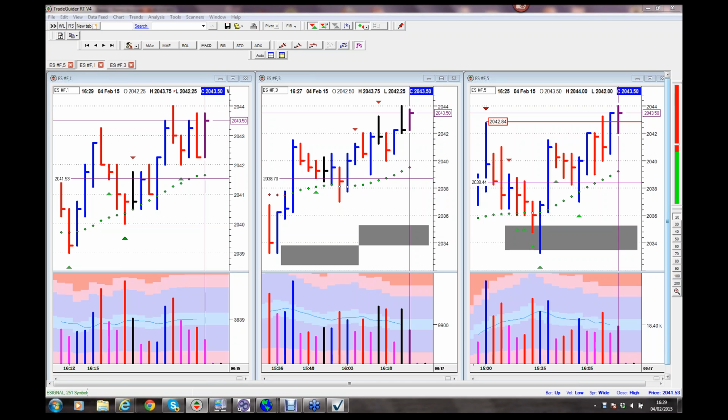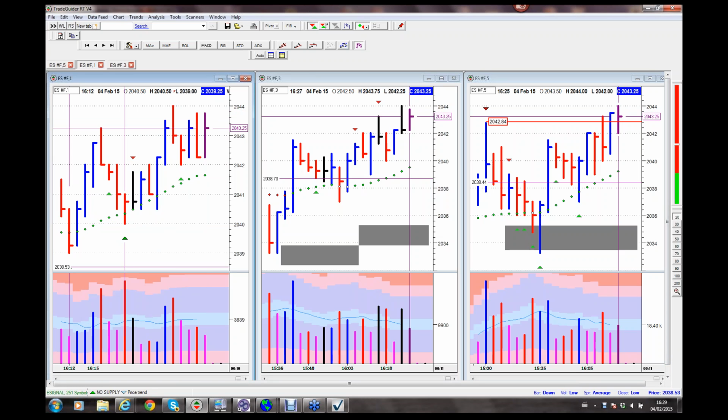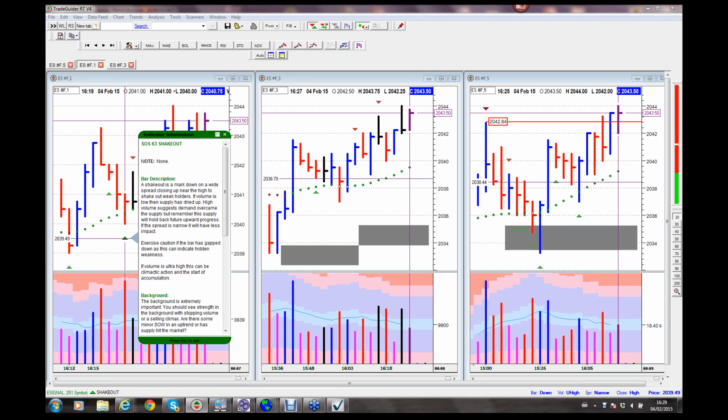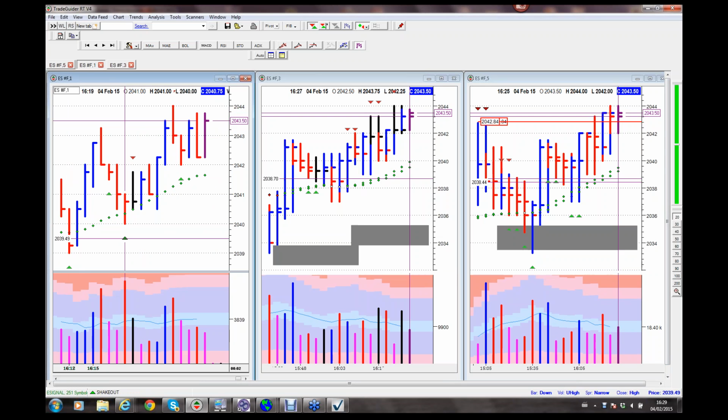Right, so we're waiting for the breakout of 2044, everyone. Got some nice signals on the 1 minute chart here. No selling pressure in the market. A shakeout, that's a spring, in fact. And I'm looking for the market to hit 2045, where I think it might encounter a little bit of resistance.